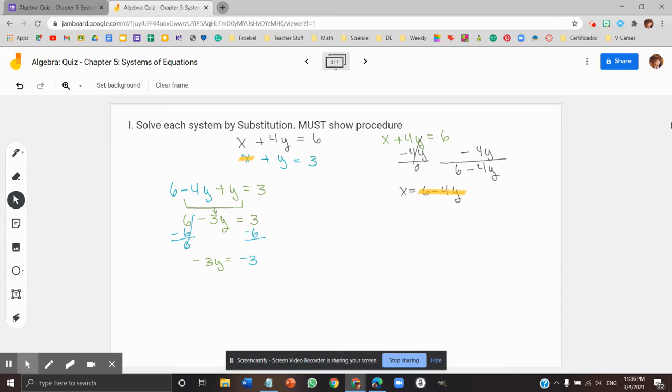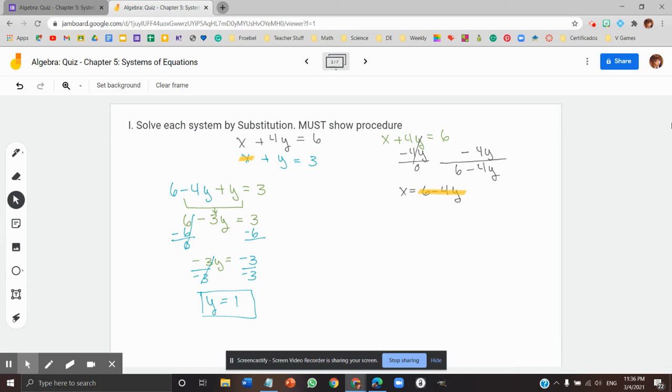Now again, my y is not by itself, but I can divide, right? I can divide by negative 3 on that side. And negative 3 over negative 3 is 1, and 1 times y is y. And again, on the other side, negative 3 divided by negative 3 is 1. Remember that a negative divided by a negative number is a positive number. And there we go. Now I know what y is. Did I finish? Of course not. I haven't found my x just yet.